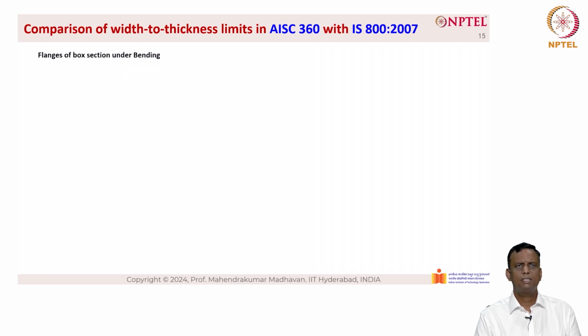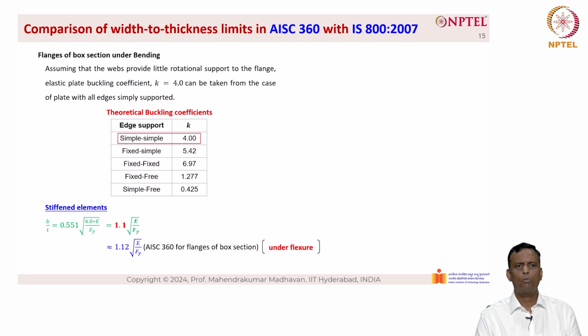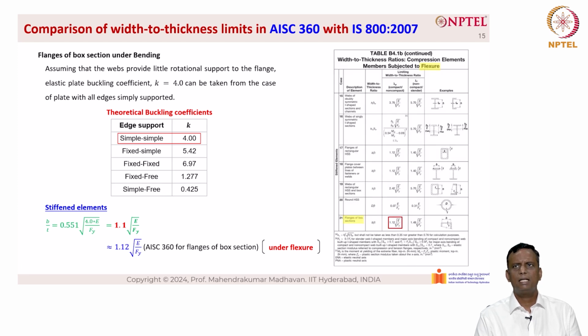For flanges of box section under bending, assuming that the webs provide little rotational support to the flange, the elastic plate buckling coefficient K equal to 4.0 can be taken from the case of plate with all sides simply supported. So, for stiffened elements, the b/t ratio is given as 0.551 into root of 4 into E by F sub y, which comes to 1.1 into root of E by f sub y. Which is very similar to 1.12 into root of E by f sub y given in AISC 360 for flanges of a box section under flexure. You can see on the right hand side, in Table B4.1, row number 21 for flanges of box sections, highlighted as 1.12 into root of E by f sub y.